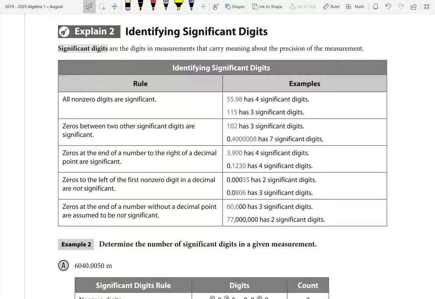Rule number 2, zeros between two other significant digits are significant. So the zeros between two non-zero numbers are all considered significant. And you can really see that here in that second example, the 4 and the 8, as stated by Rule 1, are significant. Rule 2 says all the zeros in between them also count as significant. So that's why that one in total has 7 there.